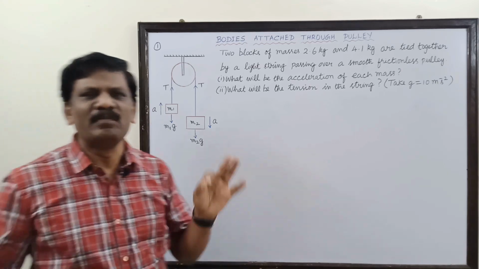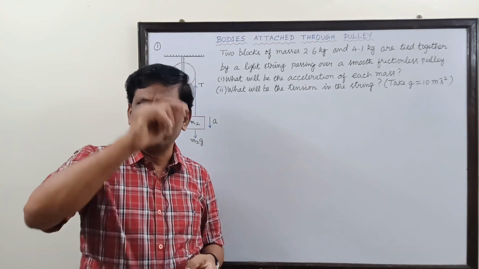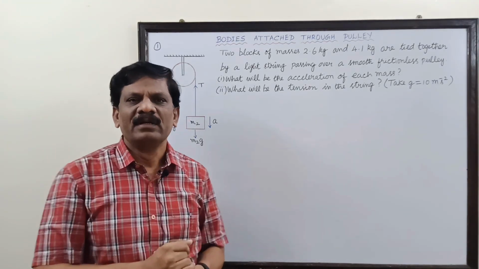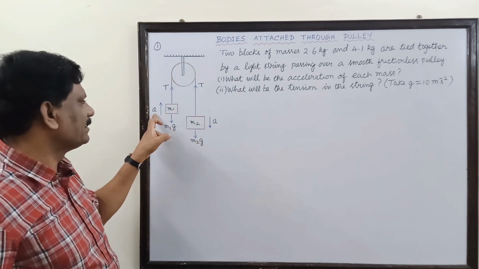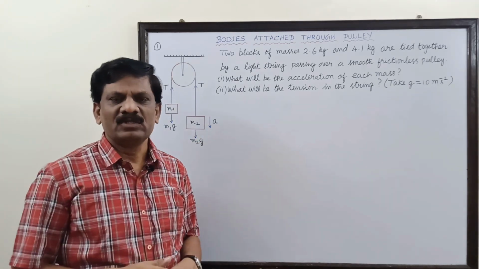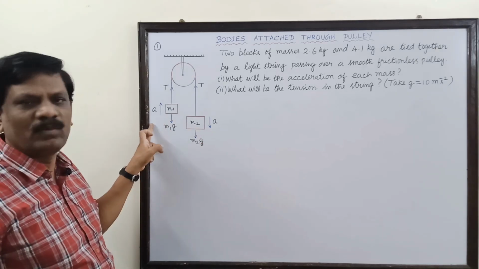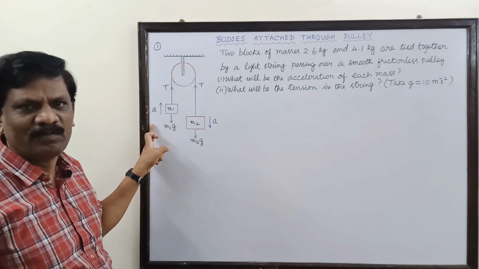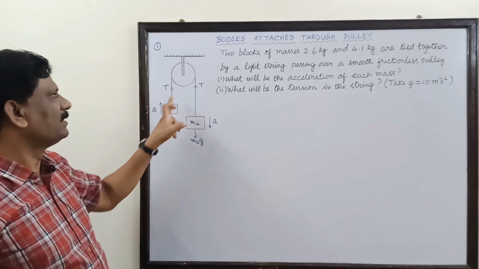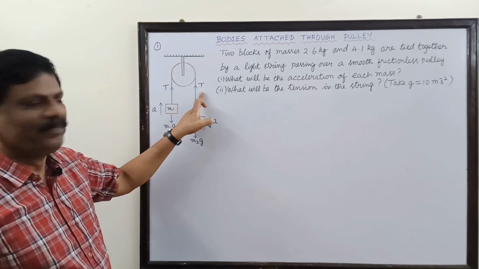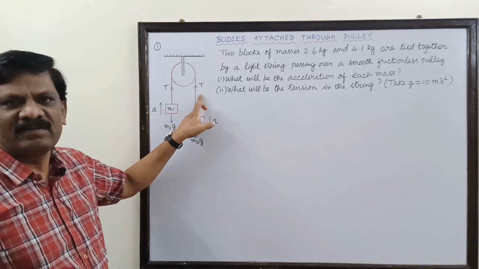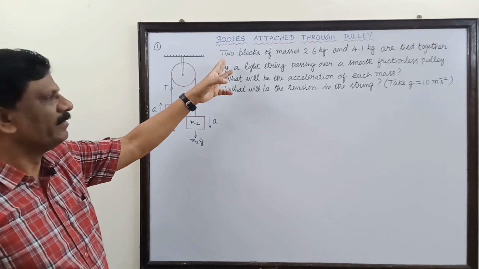And since both the masses are connected over the pulley with the same string, the numerical value of acceleration will be the same. So though the direction of acceleration is one downward and one upward, the value will be the same for both the masses. And also there will be same tension acting on the two portions of the string. So I will read the problem.